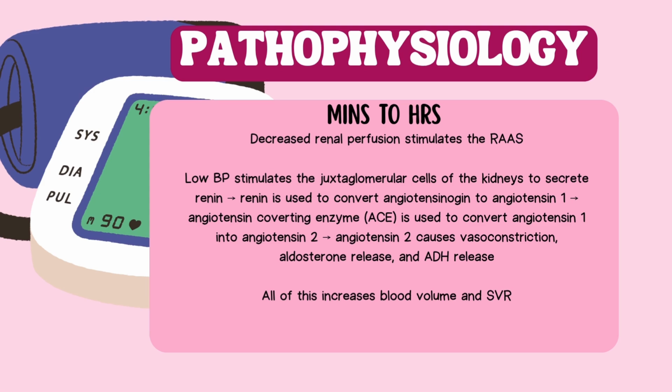So the goal of this entire system is to increase the blood volume and increase systemic vascular resistance. Remember that blood pressure equals cardiac output times systemic vascular resistance. So by having an increased blood volume, we're increasing cardiac output, and we're increasing systemic vascular resistance as well through vasoconstriction, which will help to raise blood pressure.